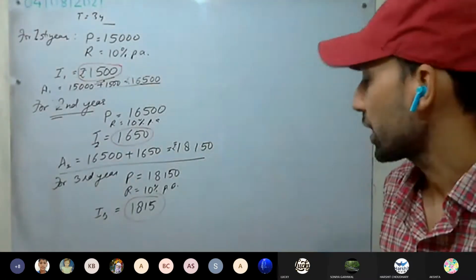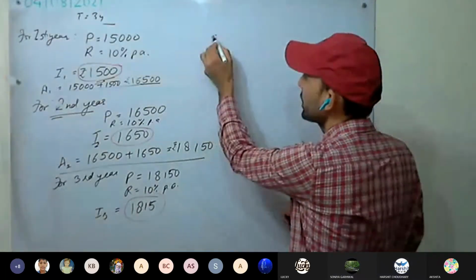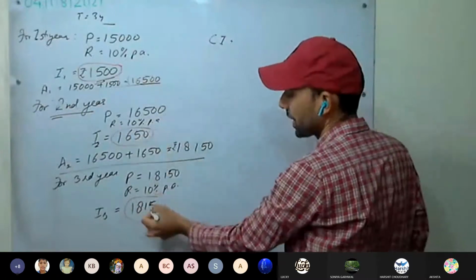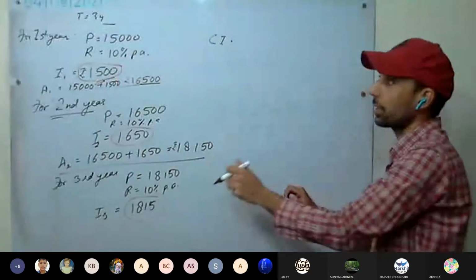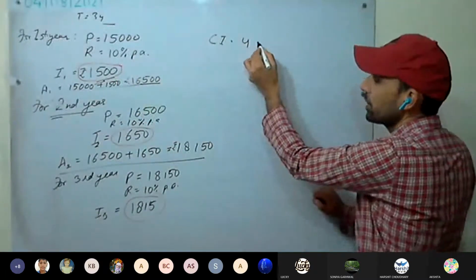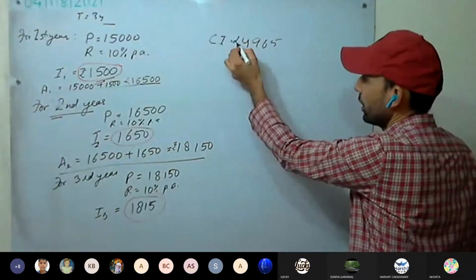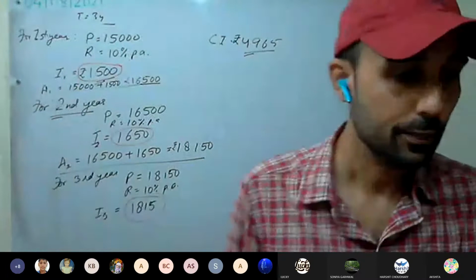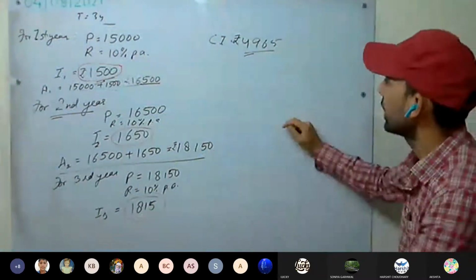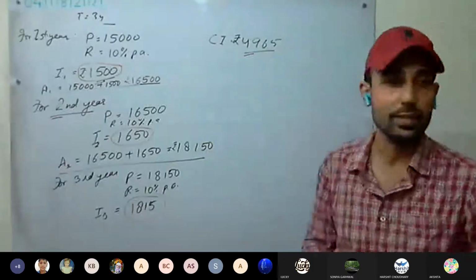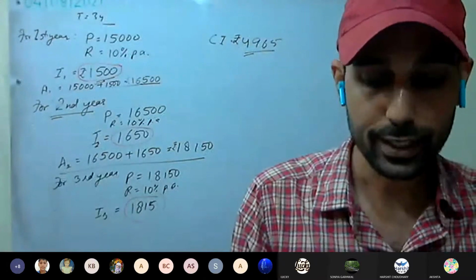4,965. Check it again. 4,965. Okay. So the total compound interest paid, you can calculate I1 plus I2 plus I3, or you calculate the amount A3. A3 minus 15,000, you get the compound interest. So it is 4,965 rupees. At last you will write: compound interest paid by Rahul equals rupees 4,965. That you have to write. Is this clear? If you have got the answer, try the next one.